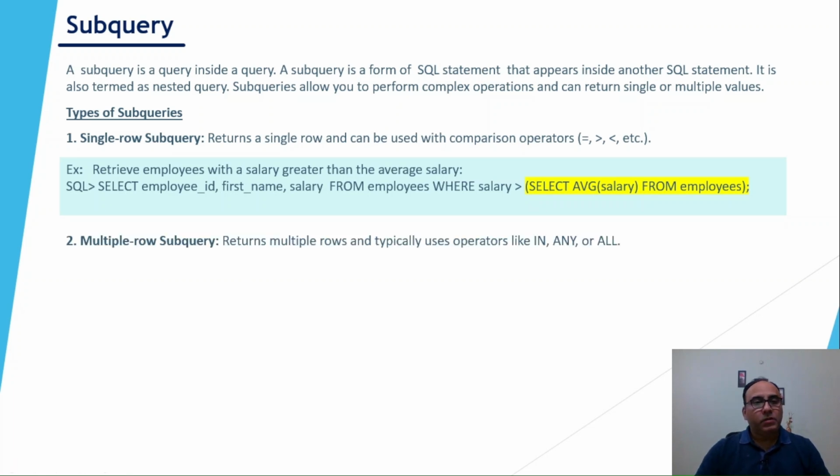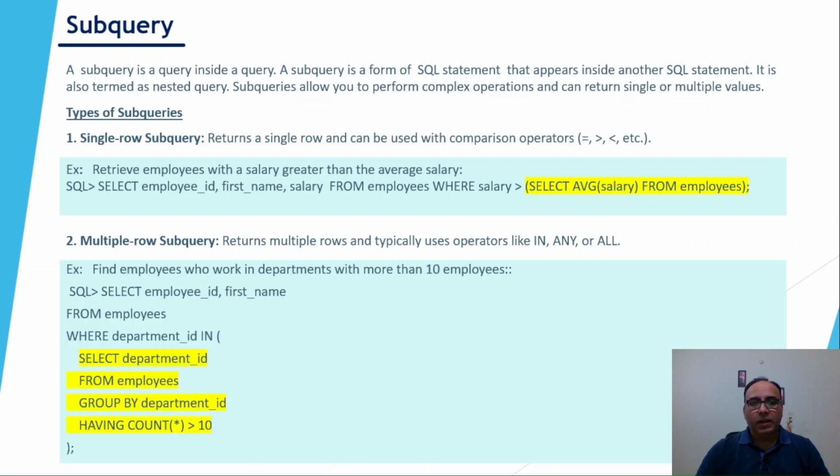Number two, multiple row subquery. This basically returns multiple rows and typically uses operators like in, any, or all. Let's look at the example. Find employees who work in departments with more than 10 employees. The query for the same is: select employee_ID, first_name from employees where department_ID in, select department_ID from employees group by department_ID having count(*) greater than 10.